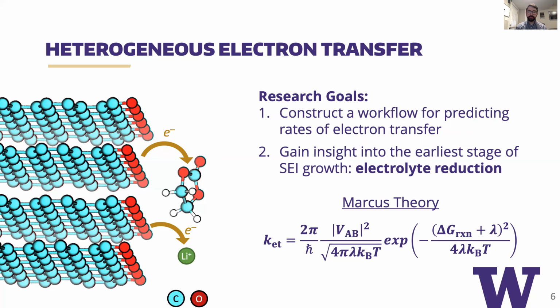And secondly, we ultimately want to better understand the first step of SEI growth, where the electrolyte is reduced. And in our study, we'll be looking at 3 acceptors: ethylene carbonate, a lithium ion, and a combination where we have ethylene carbonate solvating a lithium ion. But before I get too far, I'm going to briefly explain Marcus theory for anyone who's unfamiliar.